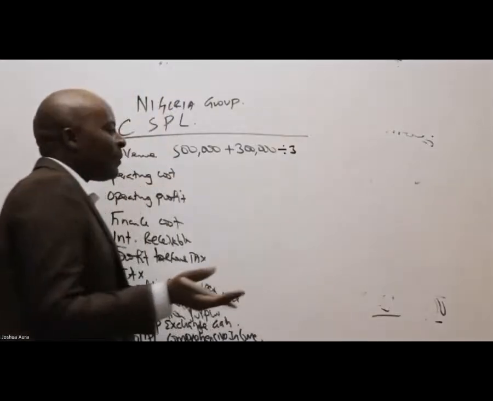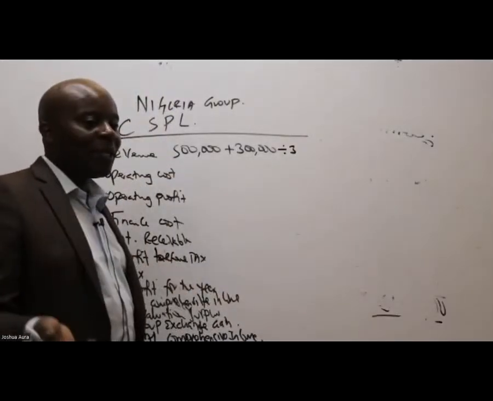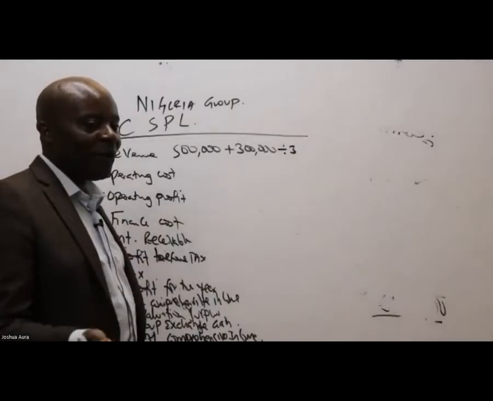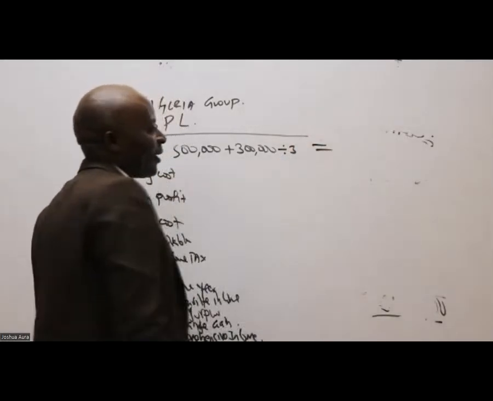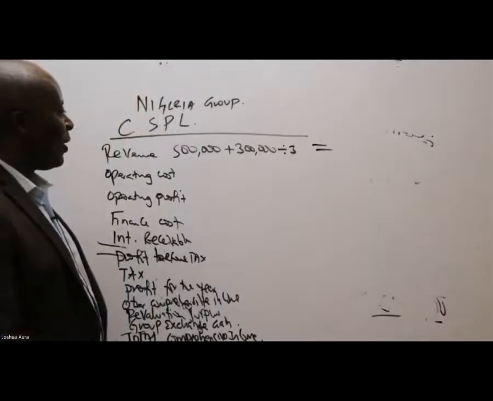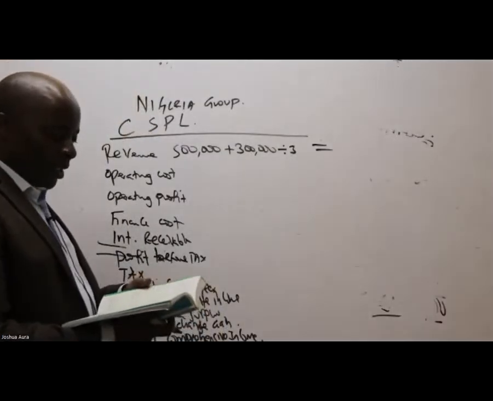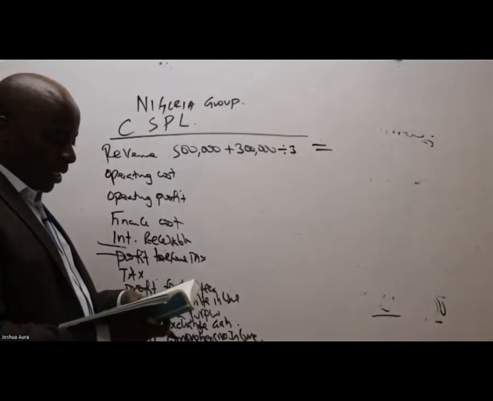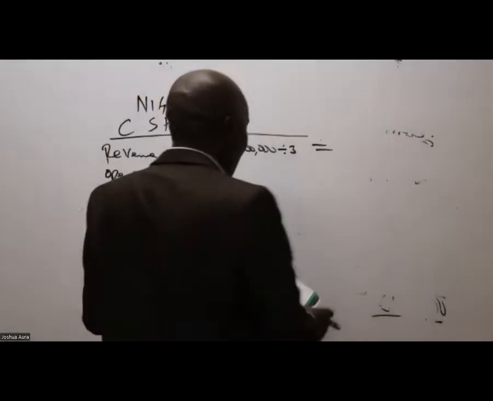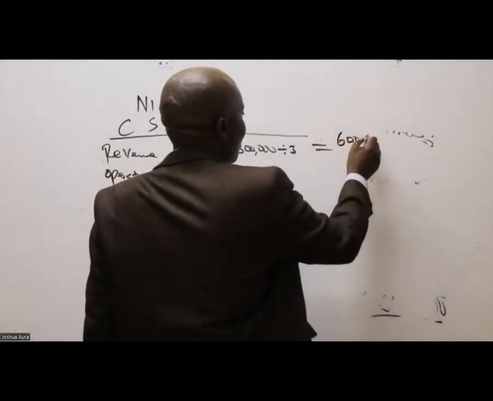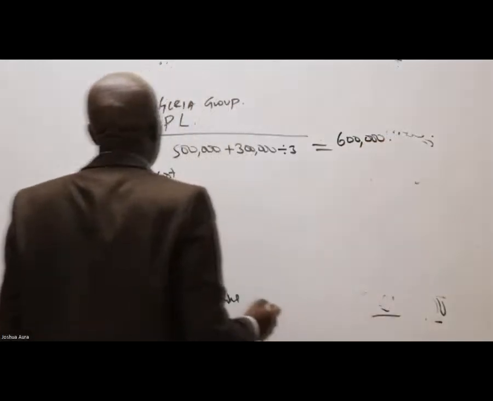Haya, unajua hii haina mambo mengi, hii haina internal revenue. So hebu nipatie hapa figure. Nipatie figure tuone 500,000 plus 300,000 itakuja ngapi? Inakuja 600,000. And then we have, ladies and gentlemen, operating cost.